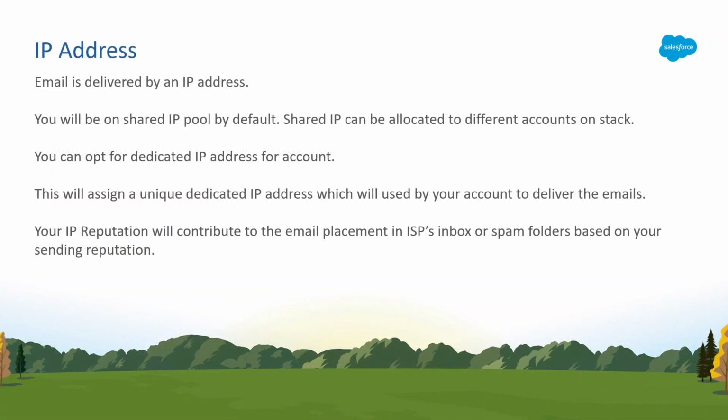Then the second aspect is IP address. So every email is delivered by an IP address. So when you opt in for Marketing Cloud, you would be on a shared IP pool. A shared IP is used by different accounts. So it would be shared among the accounts.